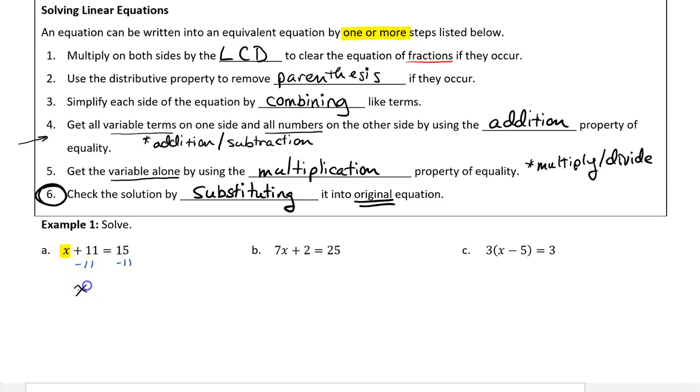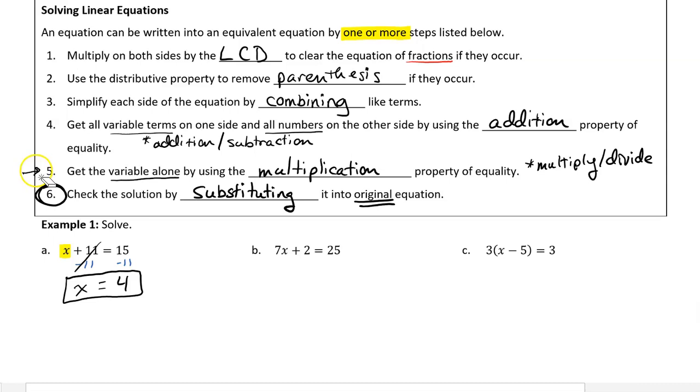So then I can simplify. On the left, I have the x. The 11 cancels away to 0 on the left side. And on the right side, I'm going to have 15 minus 11, which gives me 4. Fourth step is done. My variable is on the left, my constants, my numbers, are on the right. Then I can try my fifth step, although reading what we have, the x is already alone. We're trying to get the variable, which is the x, alone, and it already is. So this looks to be our answer.